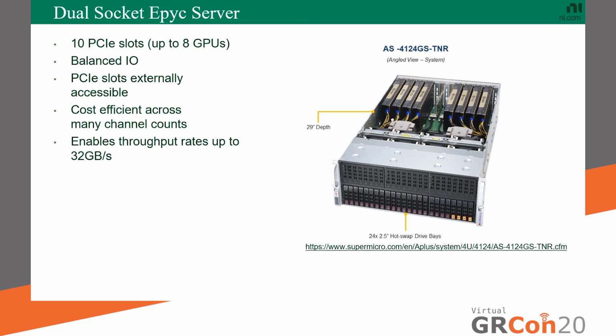It would have 10 PCIe slots with that balanced I/O that we talked about that are all externally accessible. And this is efficient across many channel counts. If you've got, say, 8 SDRs and you want to pull 8 gigabytes per second, you can still use a server like this cost efficiently. Or if you want to scale it up to 16 devices running at 32 channels, doing 32 gigabytes a second, you could still use a system like this. So a lot of flexibility with that dual socket. This is sort of the sweet spot that hits a wide range of those channel counts and allows you to cost efficiently scale up, especially because it's got Gen 4 PCIe lanes. Those will scale well into the future.